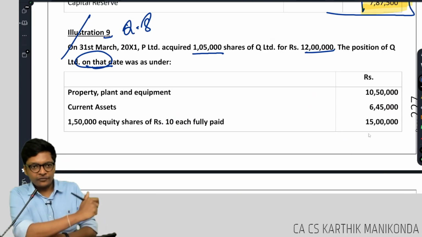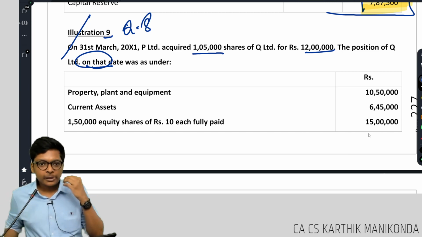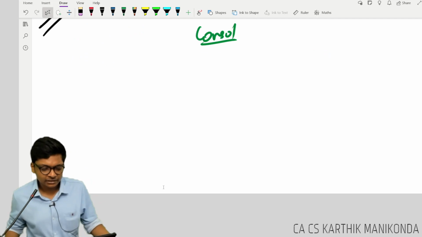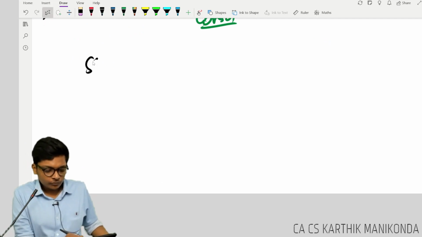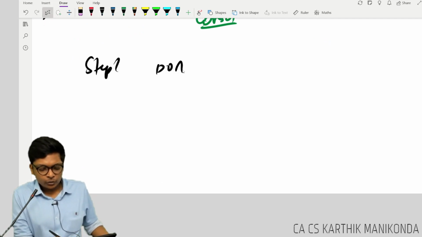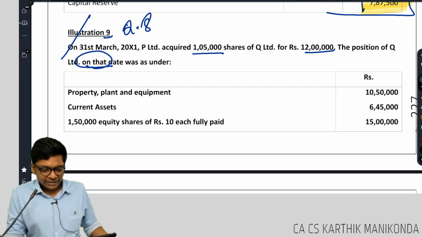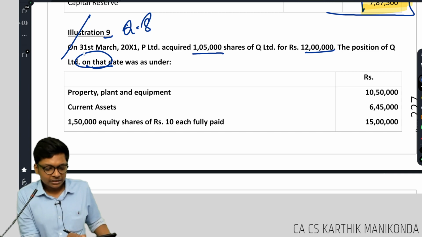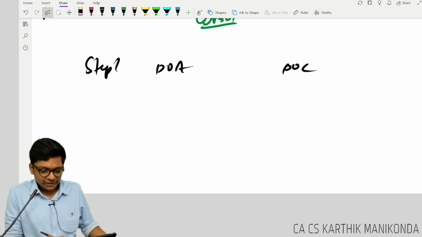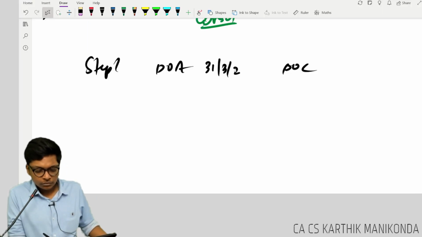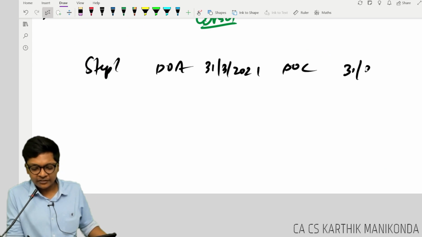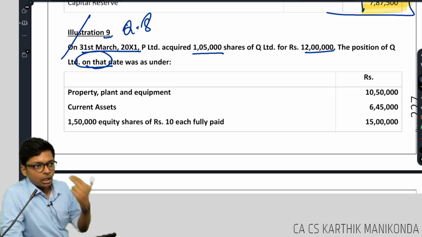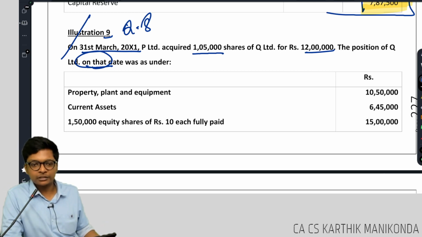So let's start off. First, work step 1. Start doing it with me, guys. Step 1: date of acquisition, date of consolidation. Should I write this in exam? Yes. Date of acquisition is 31st March 2021. Date of consolidation is 31st March 2023. That means 2 years have gone by after acquiring the company. That is 1.